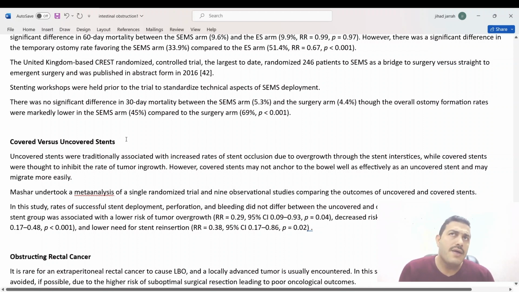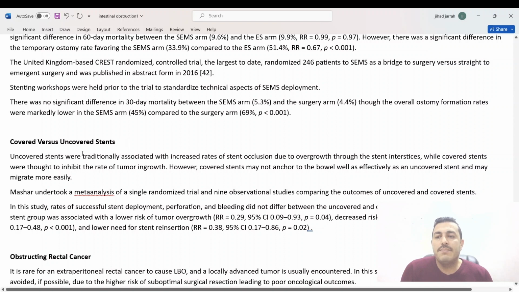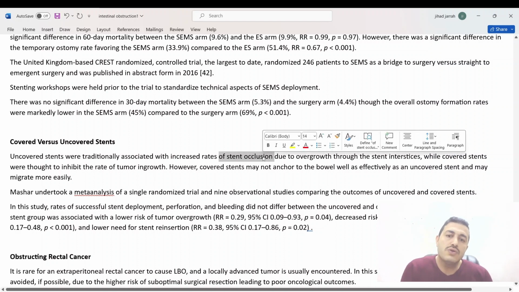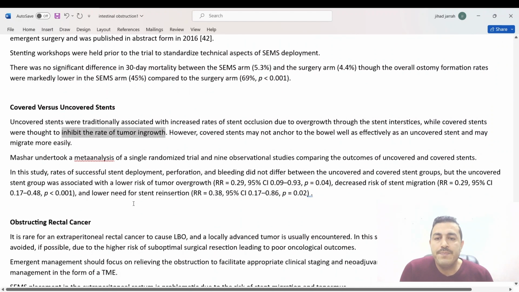I think these are the interest of the colonoscopist or gastroenterologist. They said, for example, uncovered stent, covered stent. These are the main two types, covered or uncovered. Uncovered stents were traditionally associated with increased risk of occlusion due to the growth of the tumor, while covered stents were thought to inhibit the tumor growth. Okay.